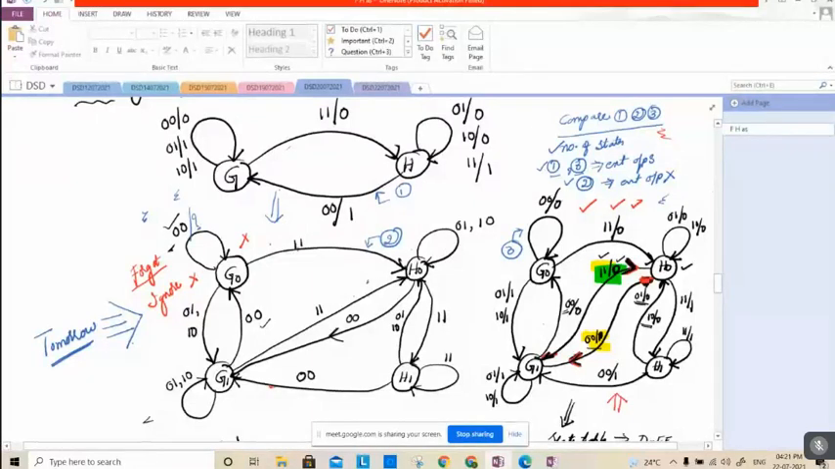What will be the output for this? And what will be the output for this state? What about this? And these are not marked. Can you observe the difference?